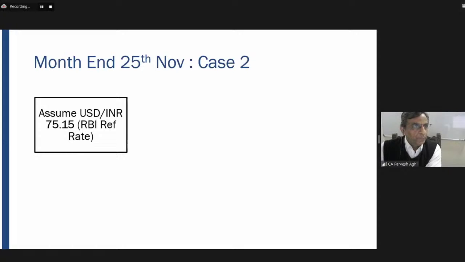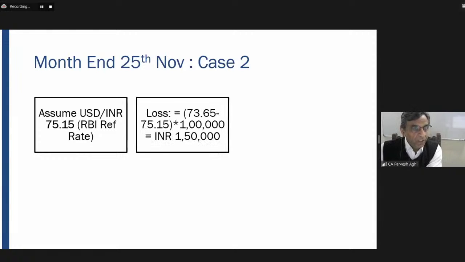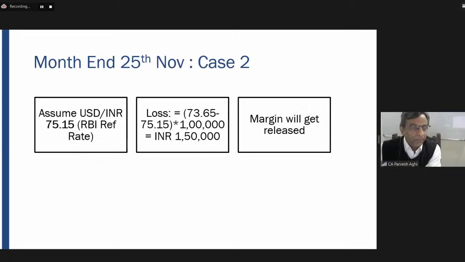Okay. So assume now that the dollar has gone up. So he's bearish, but the dollar has gone up. So in this case, he's going to lose his money. How much? 1,20,000. So margin will get released. He has to make a payment of 1 lakh.